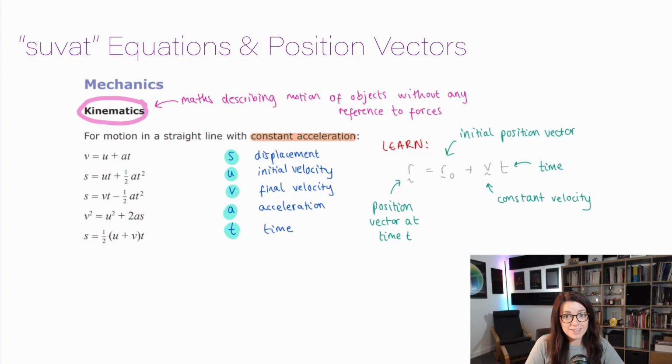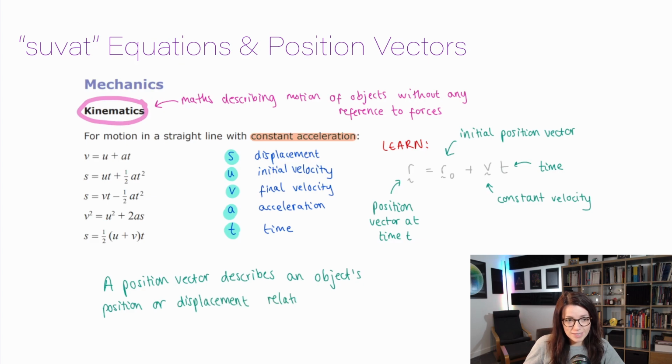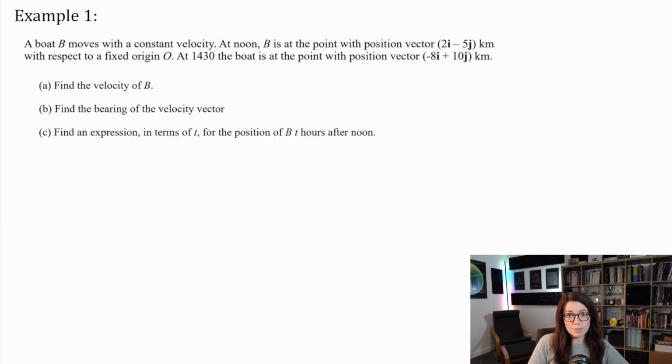by heart. Let's remind ourselves of what position vectors actually are. A position vector describes an object's position or displacement relative to a reference point, and that's usually the origin. Let's take a look at some examples.